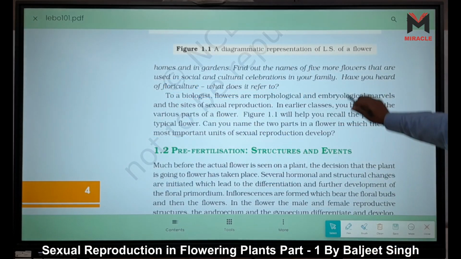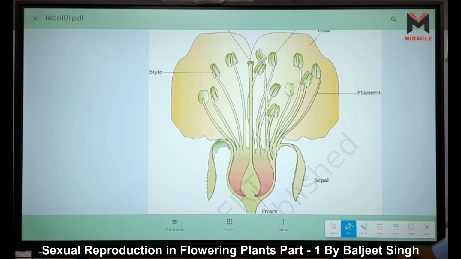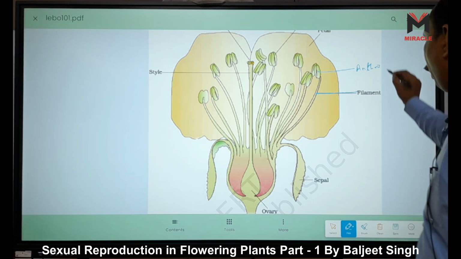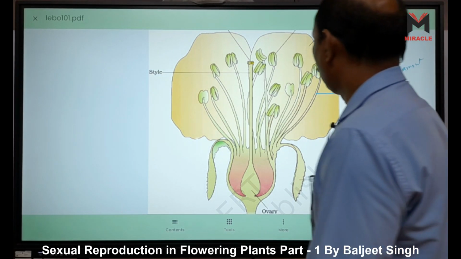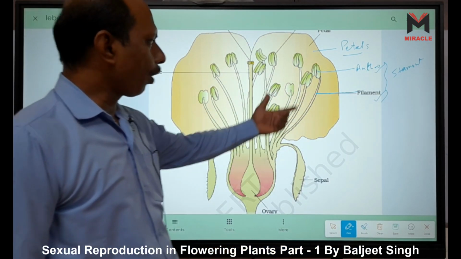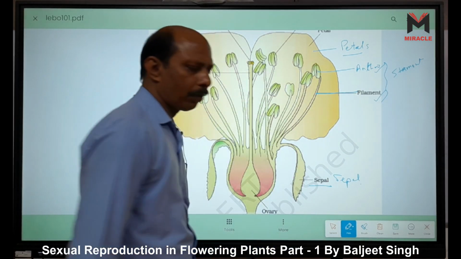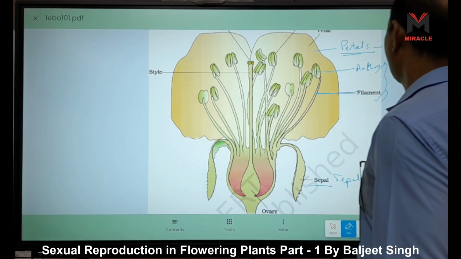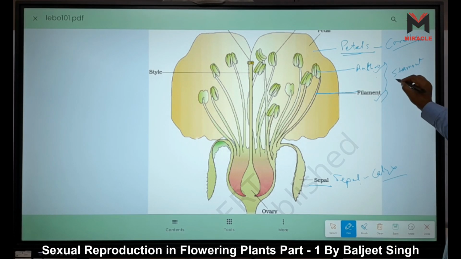A figure is given. Now look at this figure. What do you see in this figure? You can see these are filaments and this is the anther. Filament and anther form the stamen. We can say the stamen has two parts: one is the anther and the other is the filament. Second, these are colorful parts, the petals, which are members of the corolla, because in morphology we already read this. These are sepals, members of the calyx. These anthers and filaments are members of the Androecium.